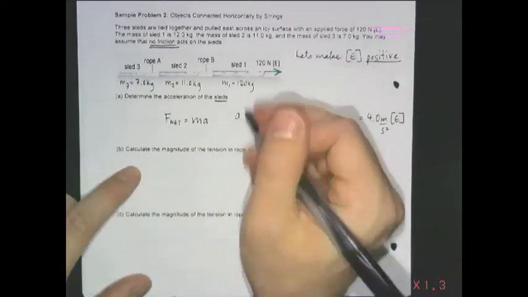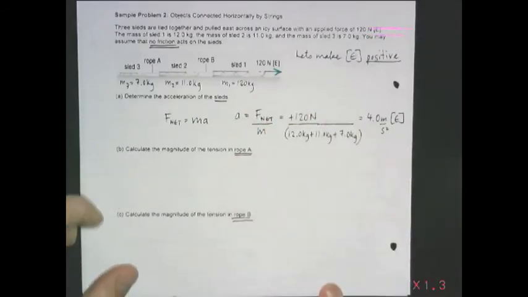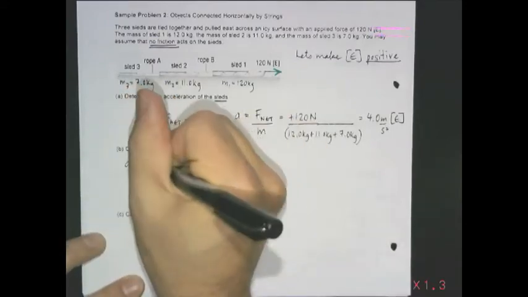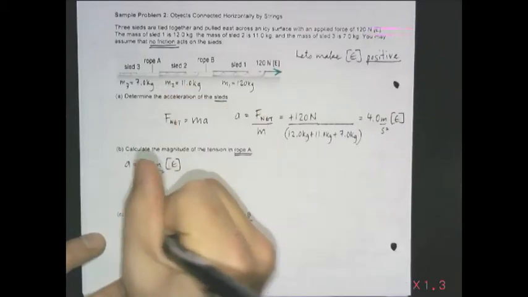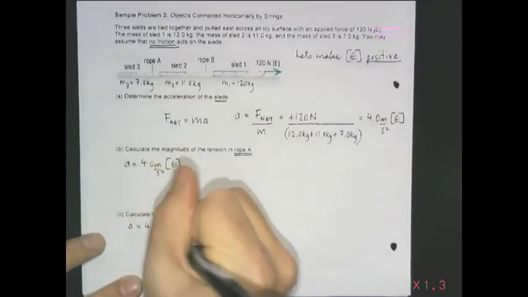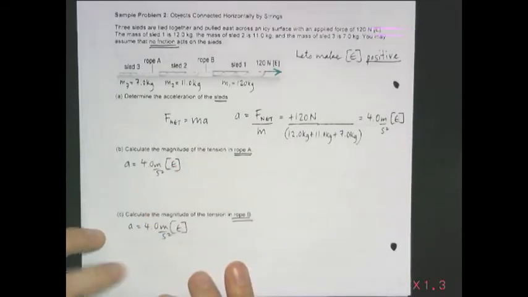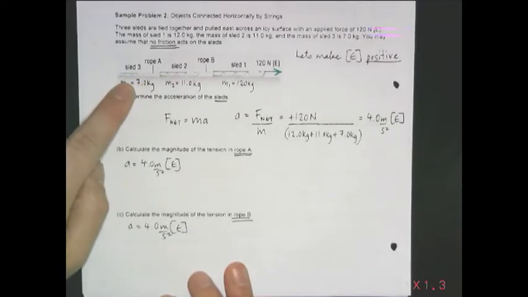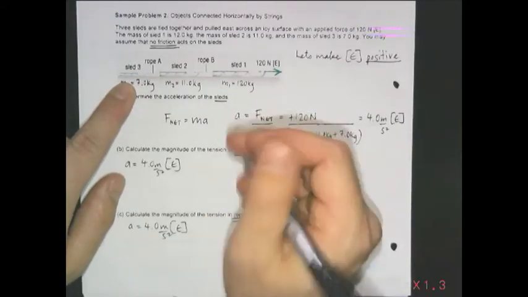So we want to calculate the tension in rope A and the tension in rope B. In order to do these, we have to keep in mind that the acceleration is 4.0 meters per second squared east for all of these sleds. In order to determine this tension in rope A, let's look at the simplest possible free body diagram that we can draw, and that would be a free body diagram for sled number 3.